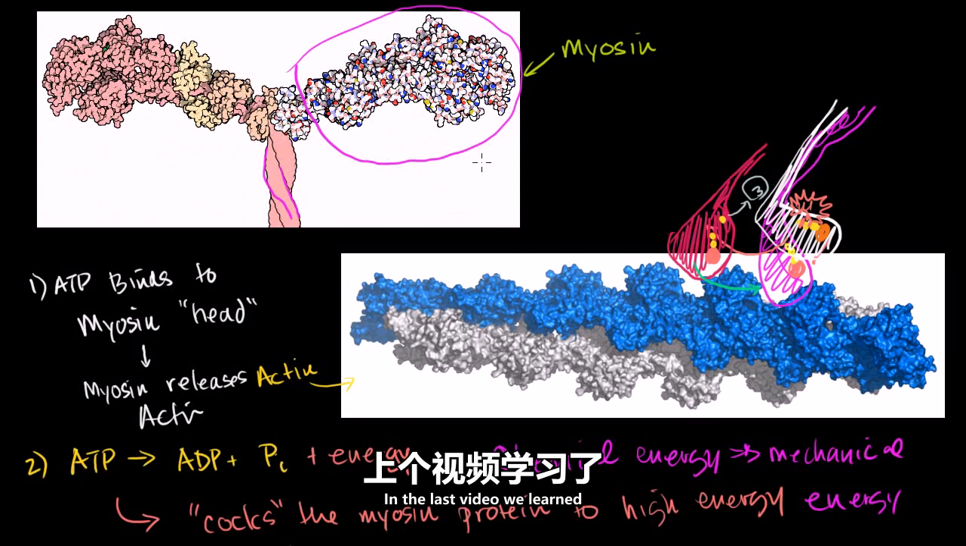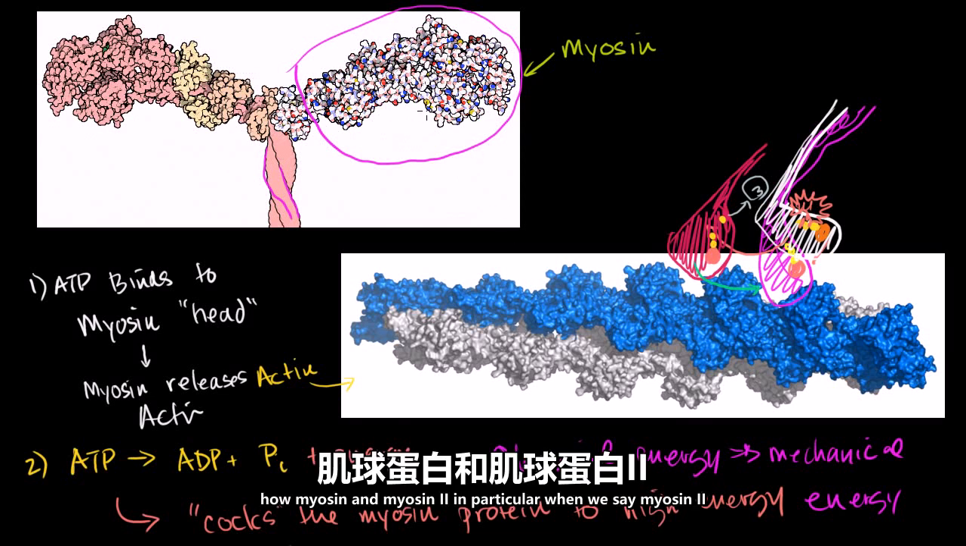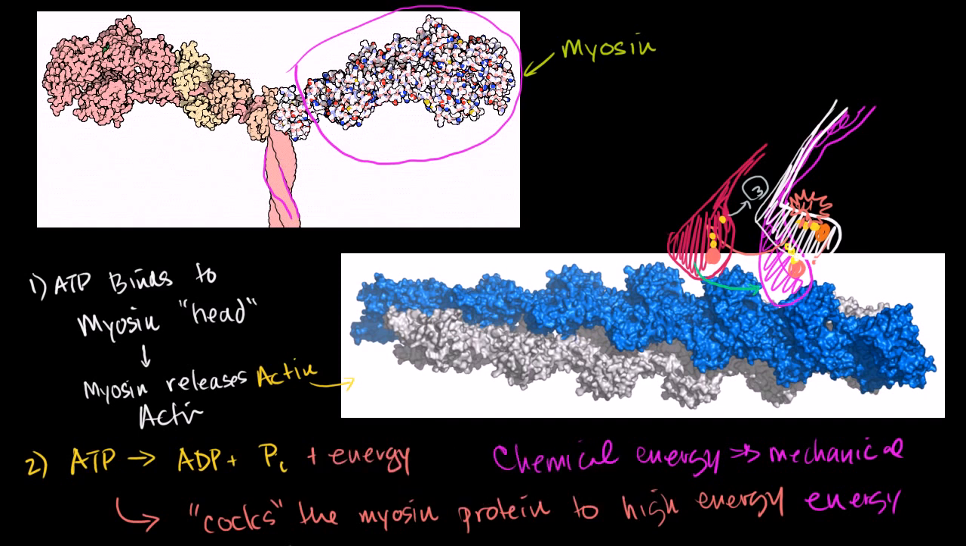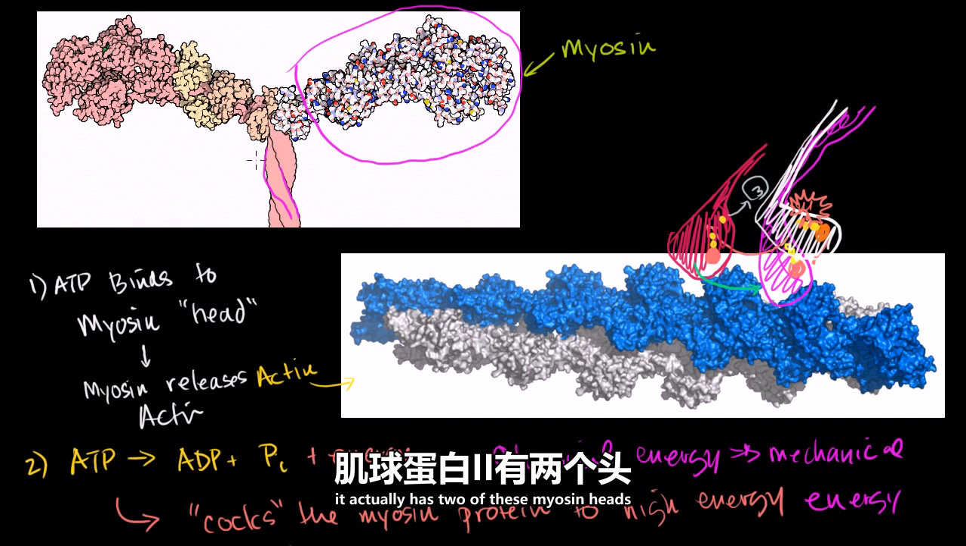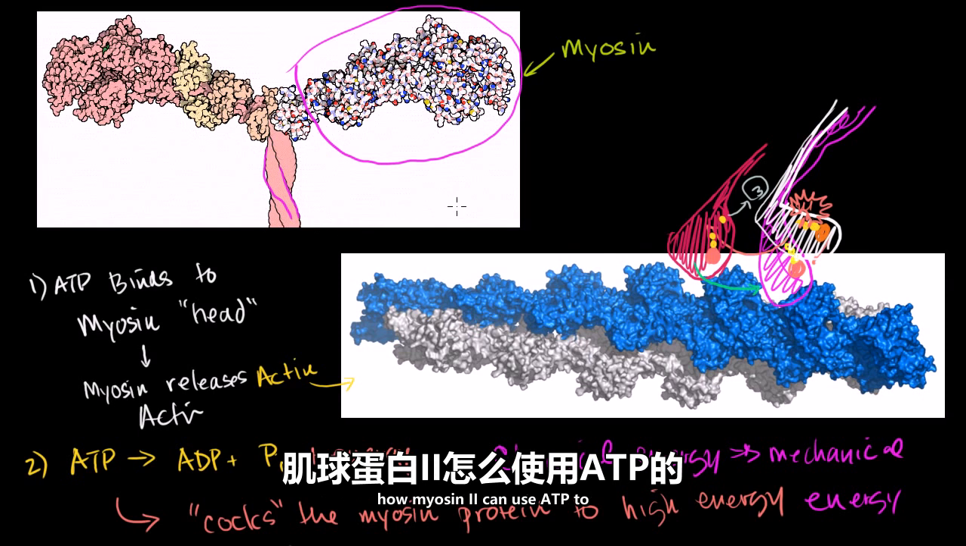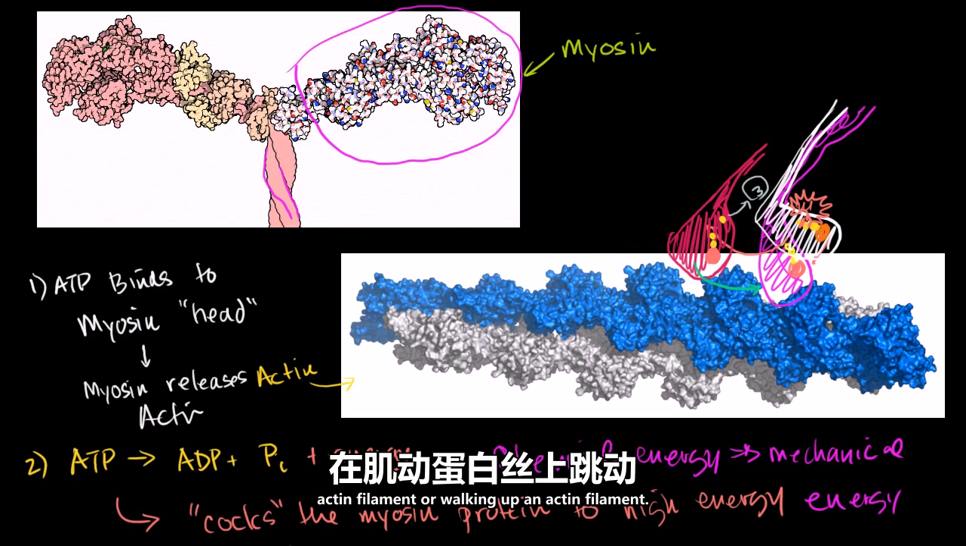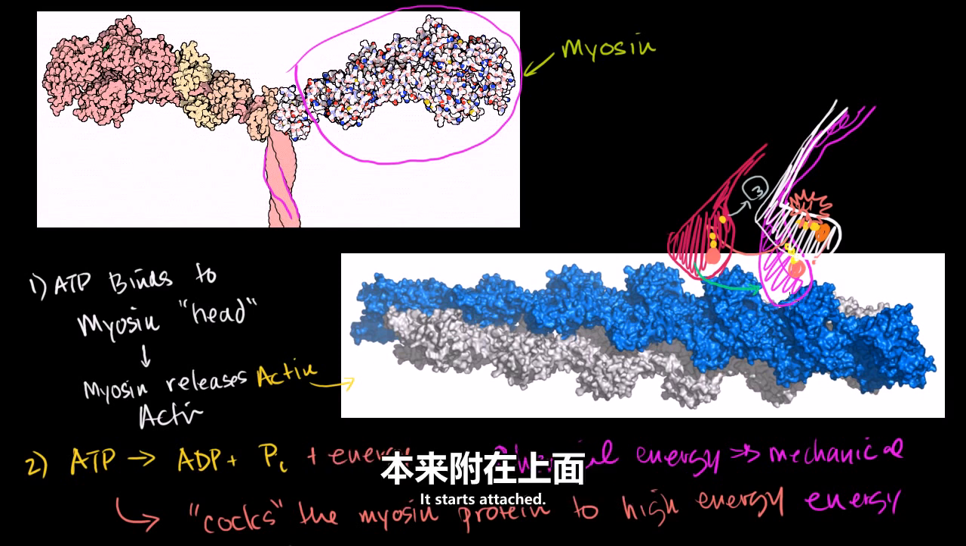In the last video, we learned how myosin, and myosin 2 in particular, when we say myosin 2, it actually has two of these myosin heads and their tails are interwound with each other. We saw how myosin 2 can use ATP to essentially, you can almost imagine either pulling an actin filament or walking up an actin filament. It starts attached.